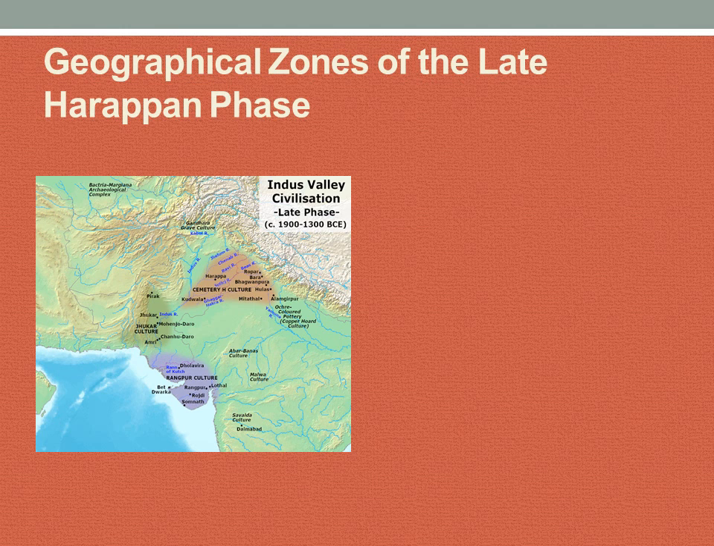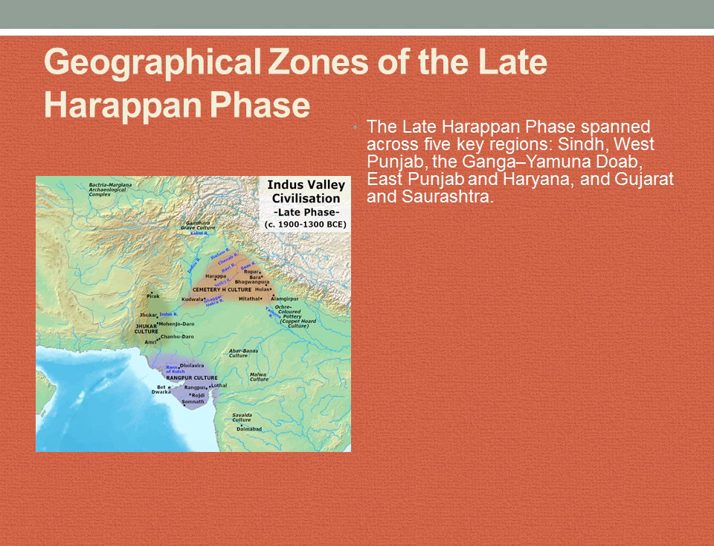Now, what were the geographic zones of the late Harappan phase? There were several phases in the Indus Valley culture. The late Harappan phase is said to be the declining phase of the culture. Hence, we will go through the geographical zones through which this culture was spread.